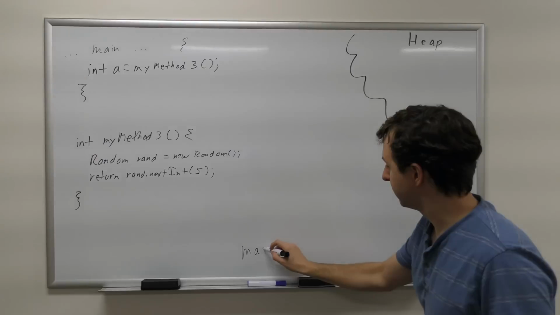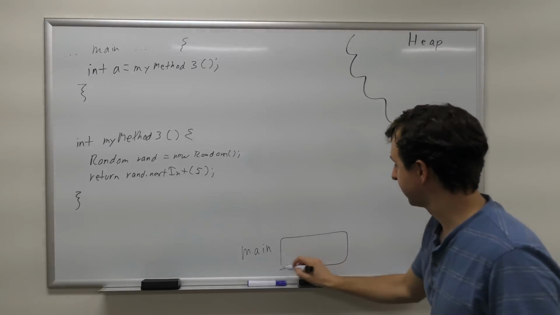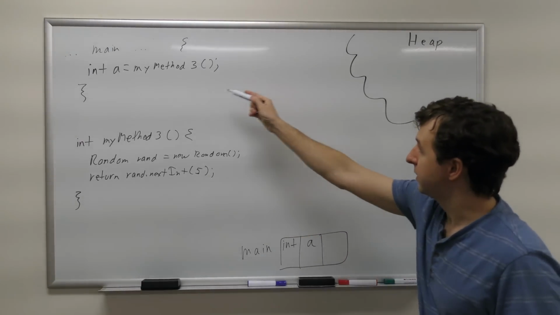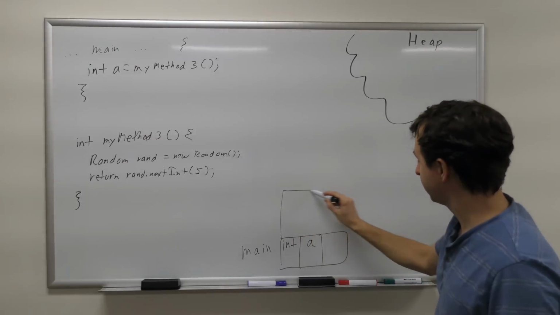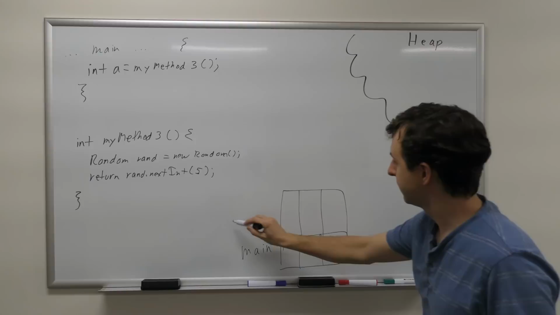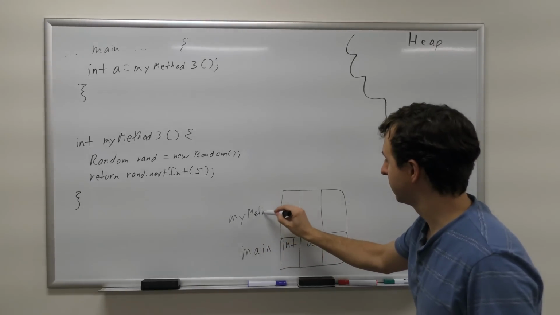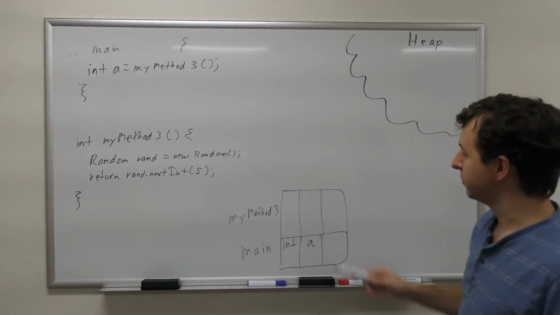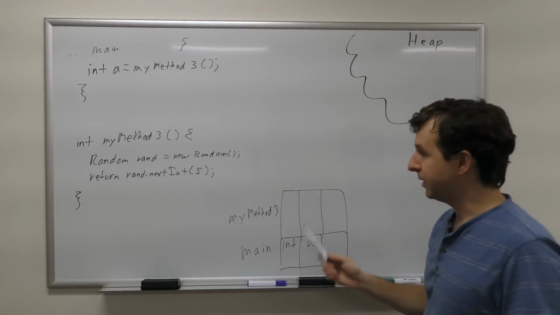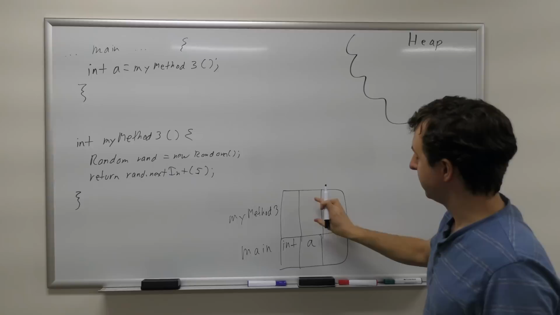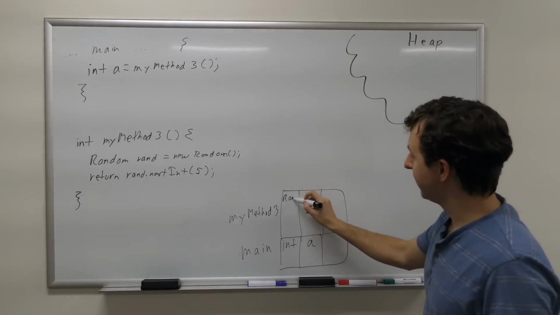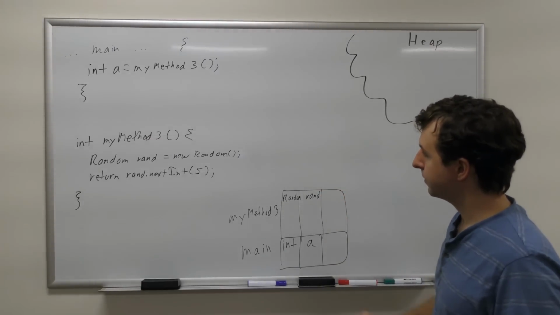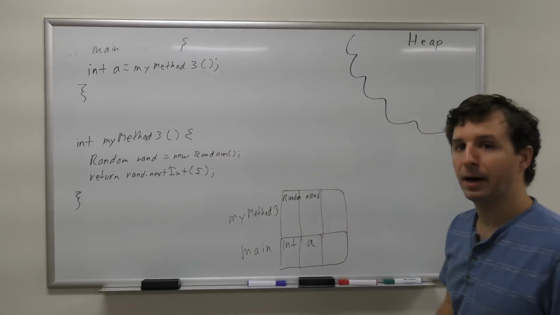First off, put our first entry on the stack. Again, int a is set to the output of my method 3. Okay. New entry on the stack from my method 3. All right, Random rand equals new Random. This has two parts to it. The first part we'll handle in the stack. We are simply creating a variable of type Random called rand. The second part creates a Random object.